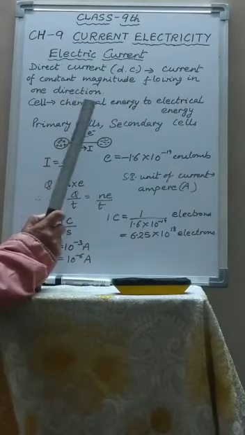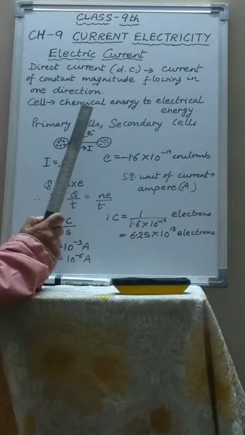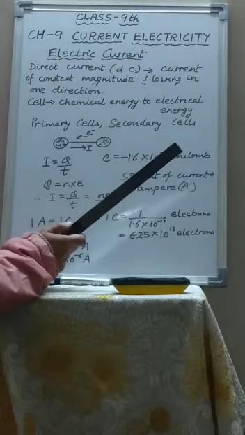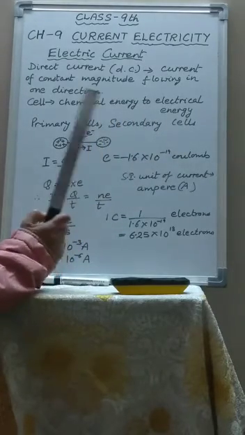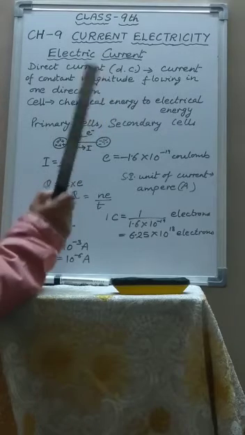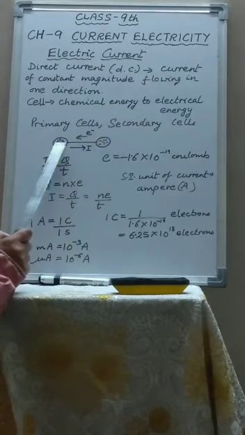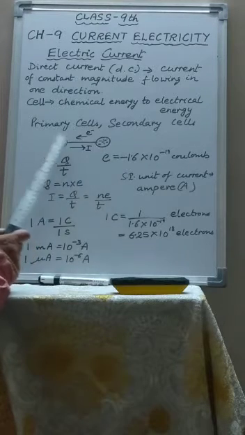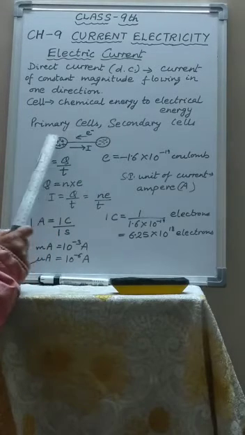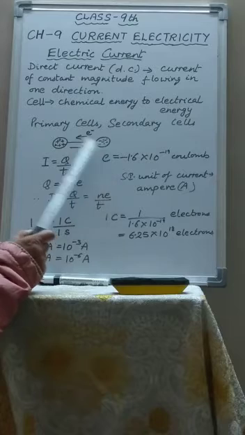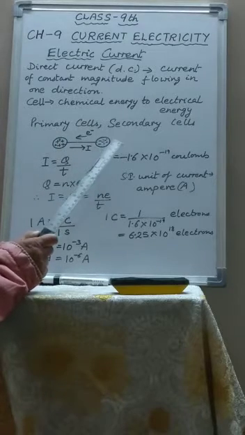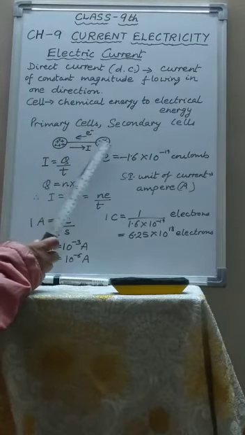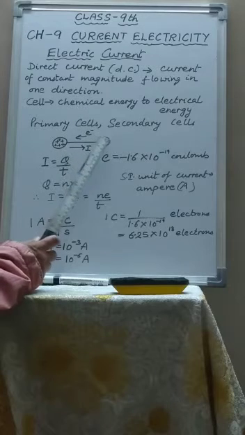So the body which has a deficit of electrons gains electrons, and the body which has an excess of electrons loses electrons to the other body. Now if two bodies are connected together, suppose through a wire, the electrons get a path to flow from one body to the other body. So this flow of electrons constitutes charge, and the rate of flow of charge is called the electric current.